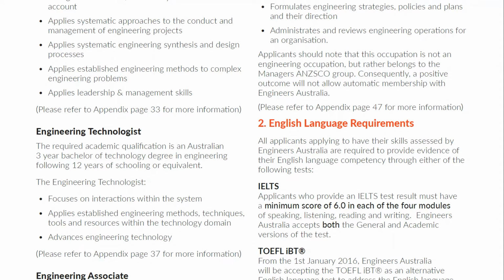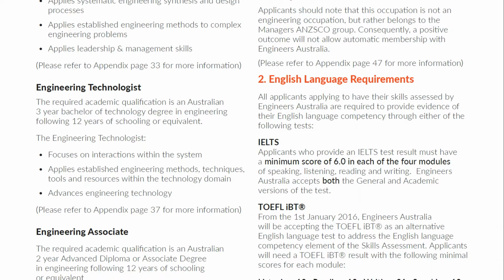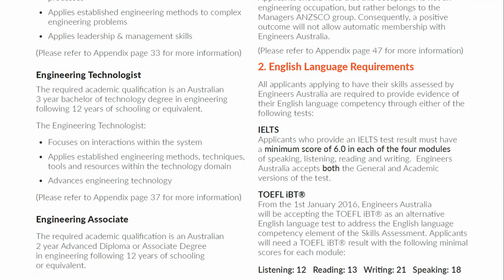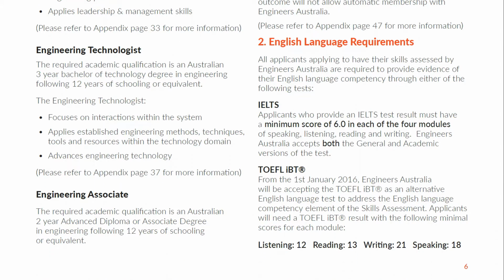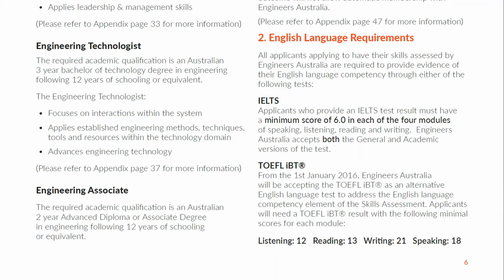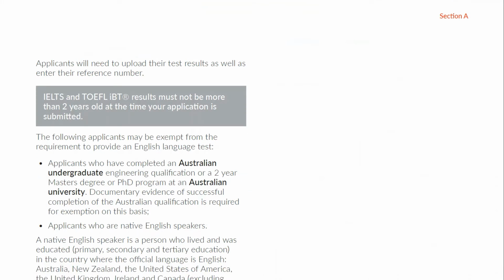For Engineers Australia, you have to prove your IELTS score, which must be 6 or more. Without achieving 6, you can't even apply. You need 6 or more in order to apply. You can also use TOEFL. If you have TOEFL, then no need for IELTS, but the TOEFL score is written below: listening 13, reading 13, writing 21, and speaking 18. This is the minimal score. Let's move to the next part.